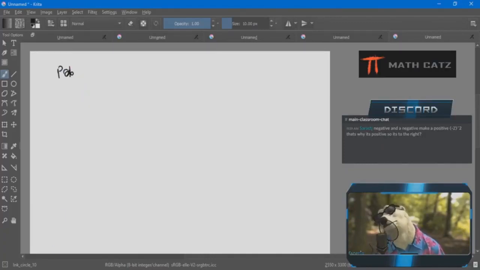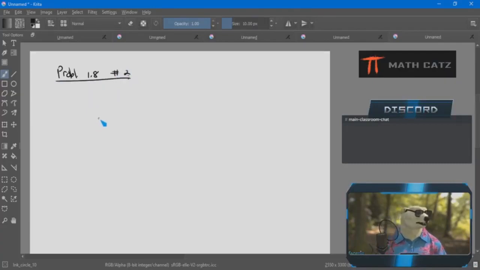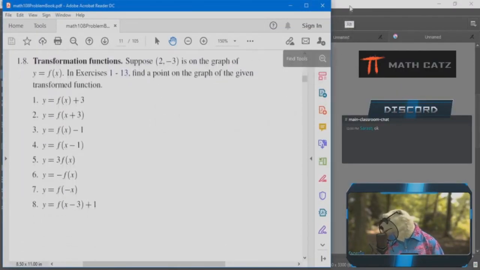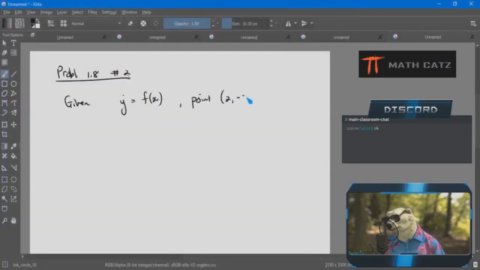Wow, that was ugly writing. Whew. Let's just do better than that. That's not much better. Problem 1.8. What do I want to do here? I want to do number 2, where I look at the y equals x squared, but I'm not really stuck to it in any way. I'm given a function y equals f of x and a point. Is it the same point? Yep, I'm right there. 2, -3.